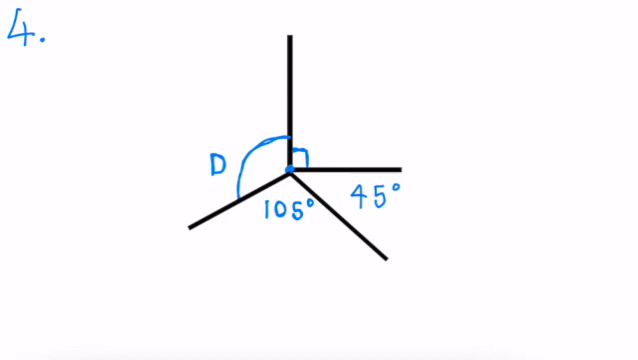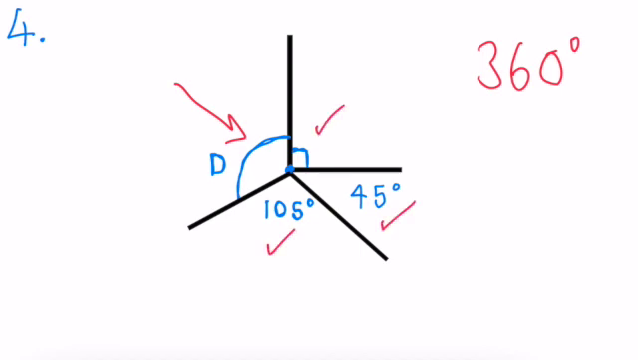Okay. This time, we're looking at angle D. Now, we know all the way around is 360, a full turn. Now, we've got this angle, and this angle. So, how are we going to use those and this to work out angle D? Press pause and have a go.